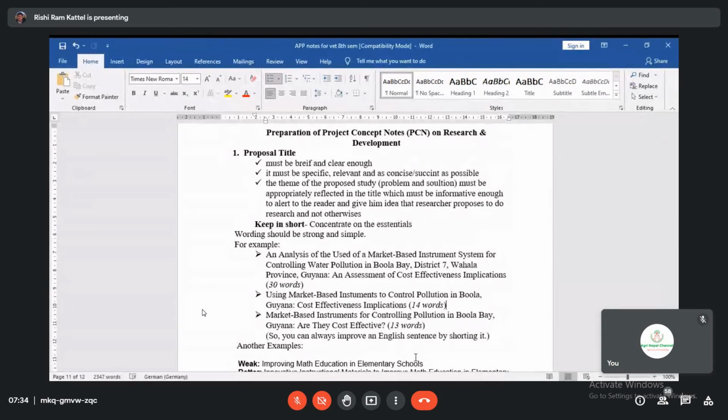Then your focus is whether the instrument is cost-effective or not. That is your question. Your core is, when you apply the instrument to control pollution, is it cost-effective or not? That is your concept. That's why: market-based instruments for controlling pollution in Bola Bay, Ghana, are they cost-effective? This is the third one. Which one is best? Of course, the third. So that is how you have to make your titles. You can always improve a sentence by shortening its word limit also. You have to think whether your title is clear enough or not.